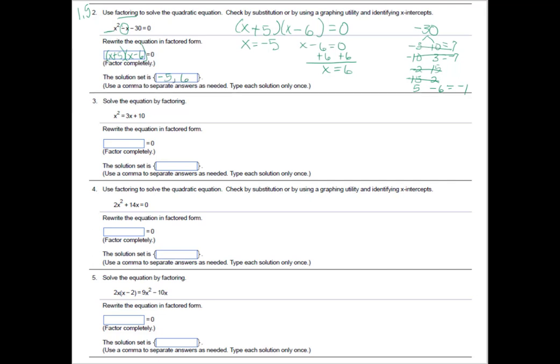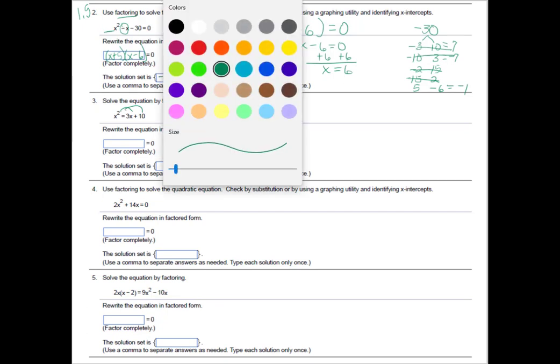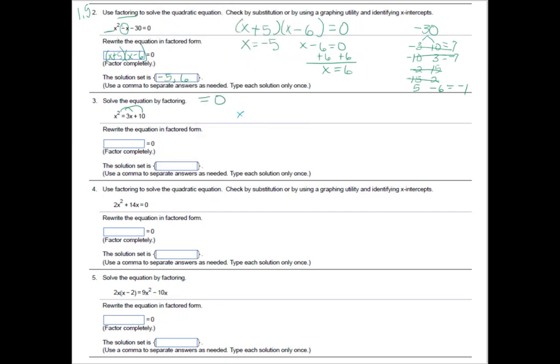Okay, let's try number 3. Before you can do any quadratic, no matter what method you're going to use, it must be set equal to 0. So the first thing I'm going to do is move the 3x and the 10. So I'm going to have x squared minus 3x minus 10 equals 0. I know I need to factor, so I start with my parentheses. X squared gets broken into x and x.